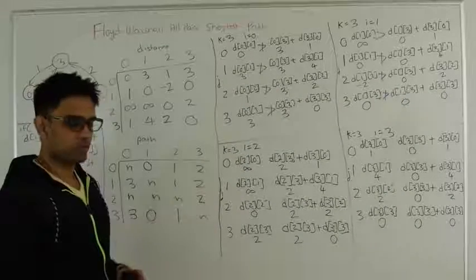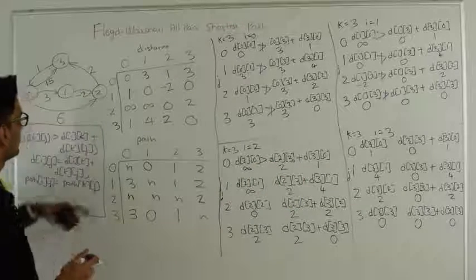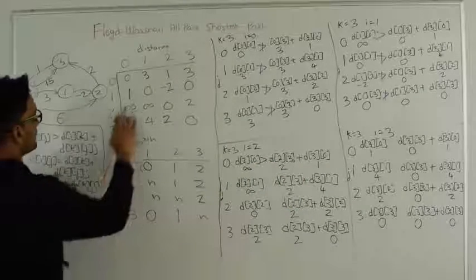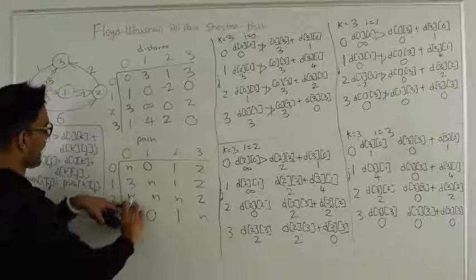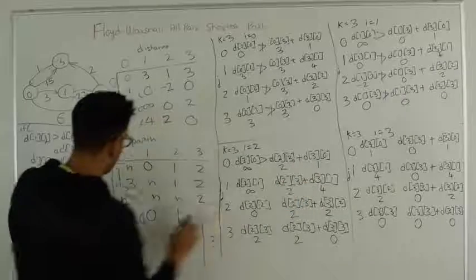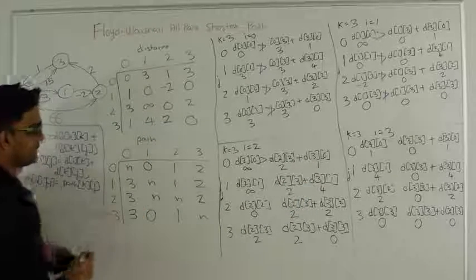So going to i equal to 2, infinity is greater than 2 plus 1. So we go to [2][0] and set this value to be 2 plus 1, which is 3. And then we go to [2][0] in this path matrix and set this value to be whatever is at [3][0]. So at [3][0] we have 3. So this value becomes 3.